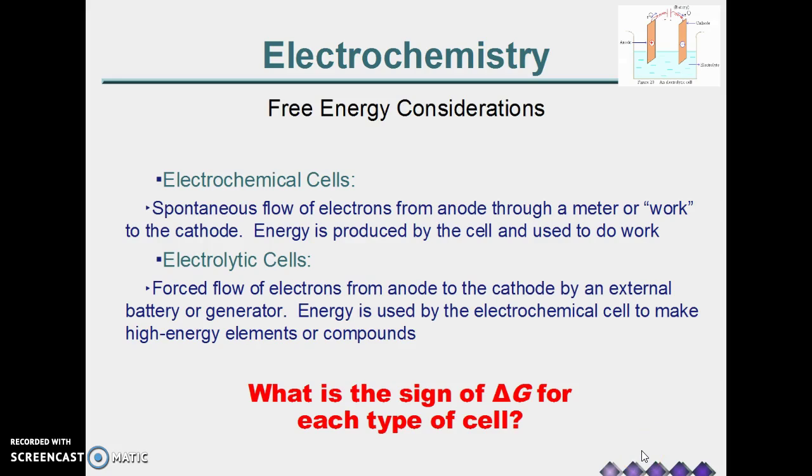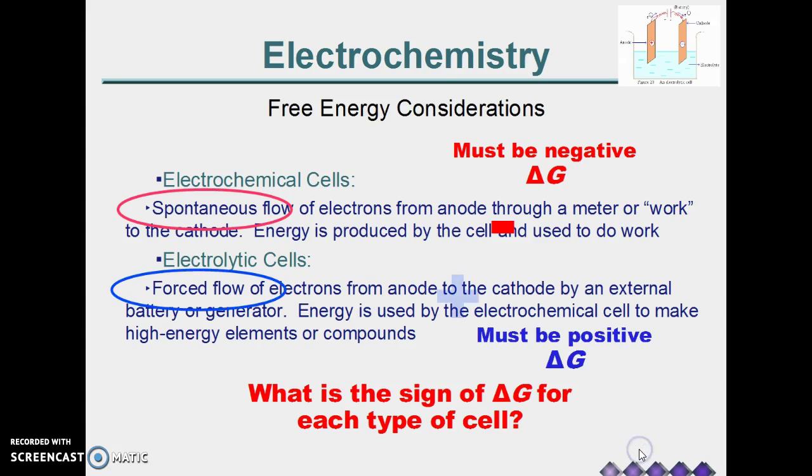The free energy considerations that are involved, I've put the two types here on the page, and I want you to think about it and decide what is the sign, SIGN, of delta G for each type of cell. The electrochemical cell must have a negative delta G because the flow of electrons is favored. The electrolytic cell must have a positive delta G because it won't happen by itself without forcing the electrons through the circuit.